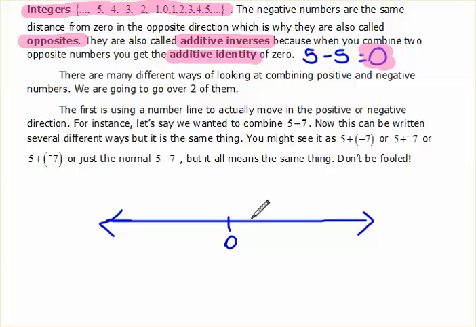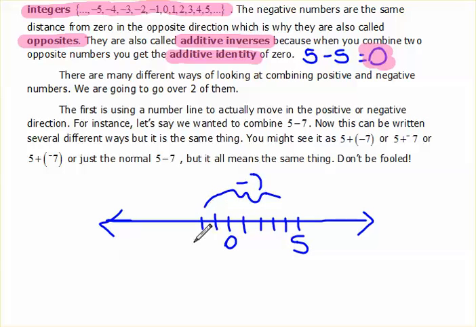5 tells me to go 1, 2, 3, 4, 5. That would be 5 in the positive direction, so that would be the number 5. Now the -7 tells me to go the opposite direction of 7. So instead of going 7 to the right, we're going to go 7 to the left, which would be the opposite of 7. So we're going to go 1, 2, 3, 4, 5, 6, 7. That makes 7 units to the left.